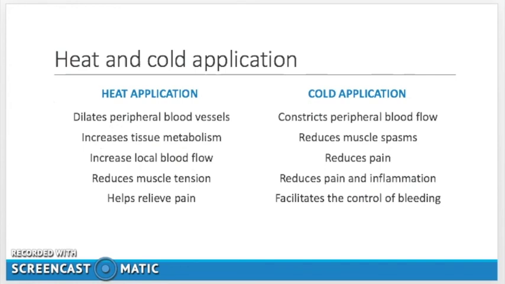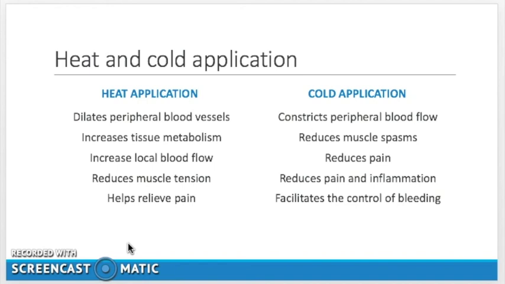And finally, another intervention for wound care is heat and cold application. And it's important to know what the effects of these are. With heat application, peripheral blood vessels are dilated. There's increased tissue metabolism, increased blood flow, reduced muscle tension, and some pain relief. And with cold application, the peripheral blood flow is constricted. It can help reduce muscle spasms. It also reduces pain and inflammation and helps control and decrease bleeding.